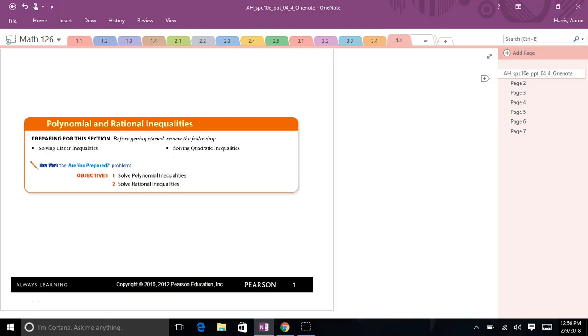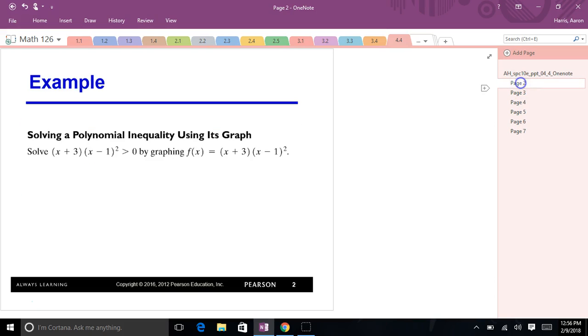Hey, welcome back to your favorite pre-calculus class. We're going to look at polynomial and rational inequalities, section 4.4. We're going to solve them both graphically and algebraically, and then look at rational inequalities as well.